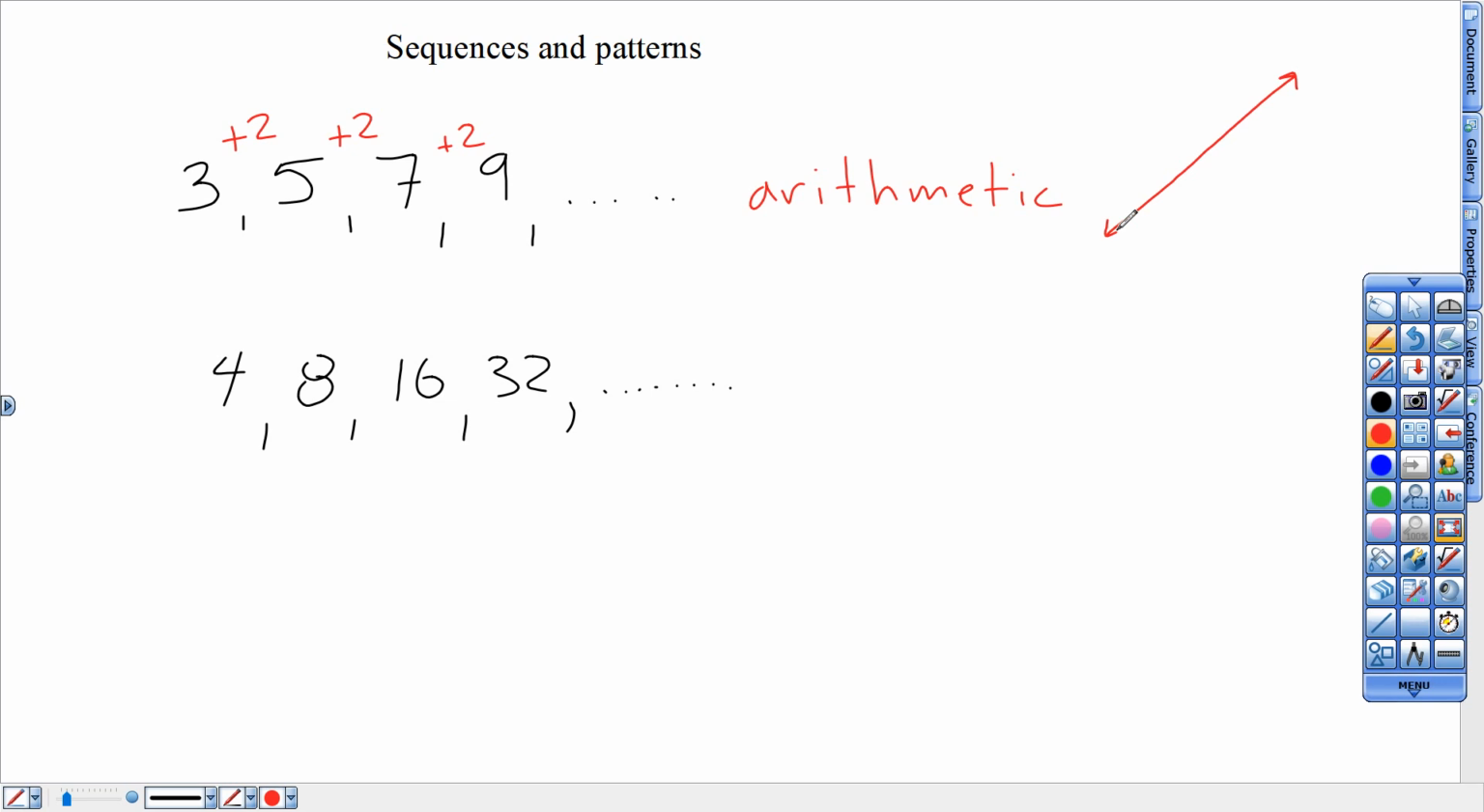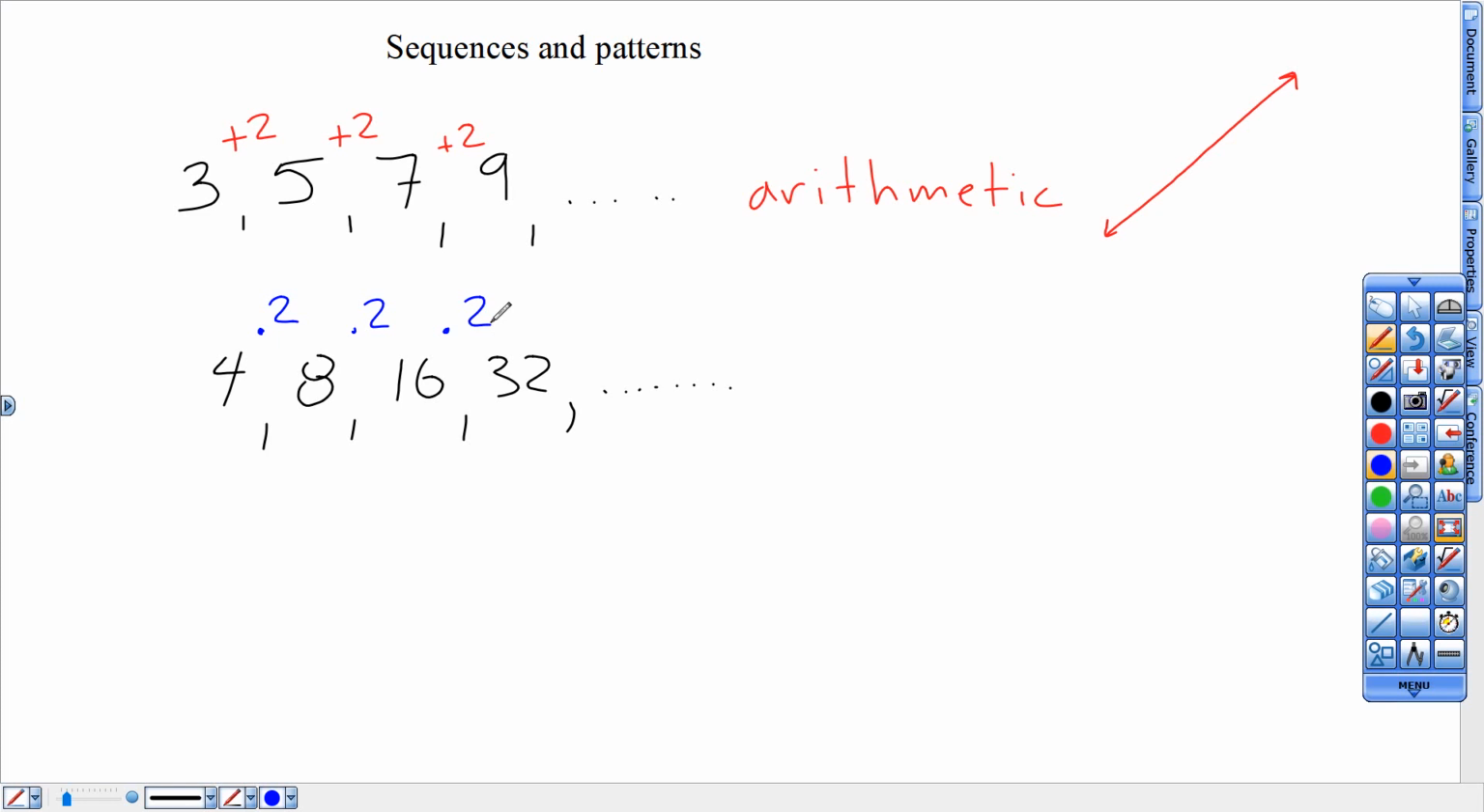If I look at this next pattern though, this one is not adding. You could tell because this is going up by 4, and then this goes up by 8, and then this goes up by 16. If those numbers are not the same going up or down, that's not arithmetic. This one is a times one. I'm going to times each number by 2. 4 times 2 is 8. Times 2 is 16. Times 2 is 32.